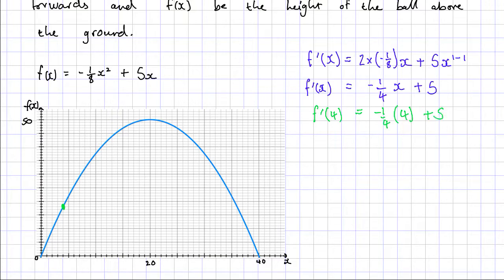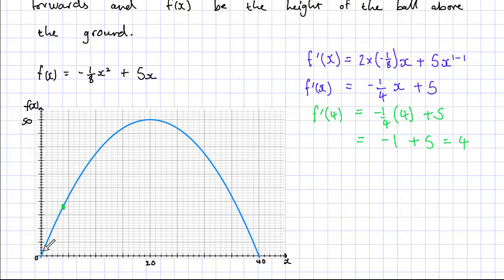Okay, so minus 1/4 times 4 is just minus 1, and then add 5. So that's equal to minus 1, add 5, which is equal to 4. So at this point, the ball is traveling 4 meters up. If we're thinking about 1 meter forward, it's traveling 4 meters up. That's the rate of change at that point.